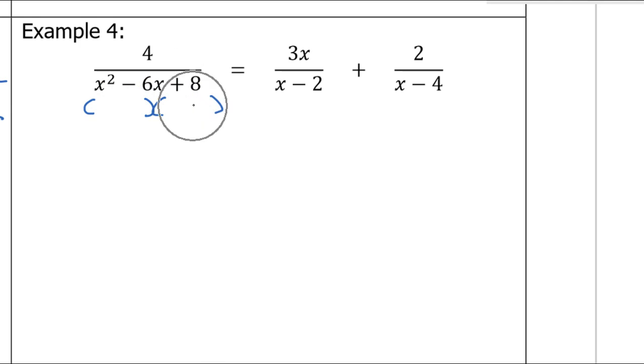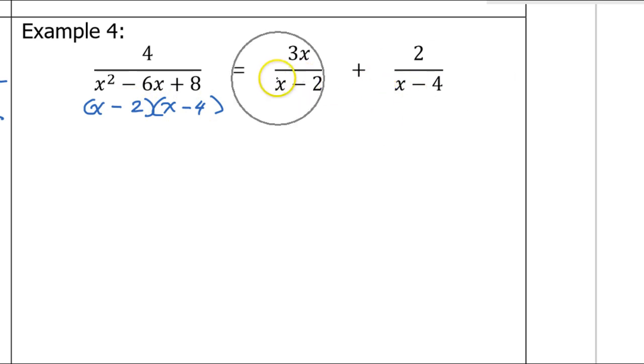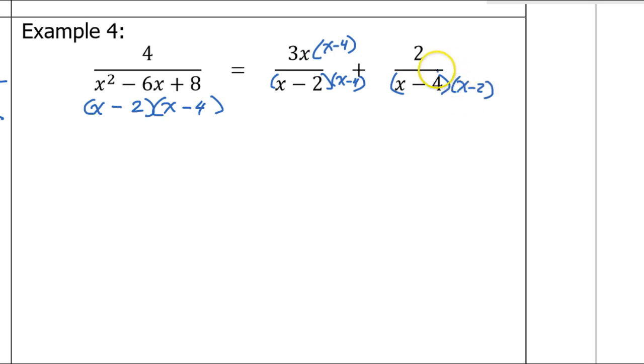This is looking like it's going to be factorable. Okay, so it's going to be x and x, 2 times 4, minus and minus. Is everybody comfortable with that factorization? Okay, luckily these two match the denominators that I already have. So all I have to do is make sure that each denominator has both things. So this one already has x minus 2, so it just needs x minus 4 next to it. So I'll put x minus 4 in the numerator. This one already has an x minus 4, so it just needs an x minus 2 next to it. I'll put an x minus 2 in the top.